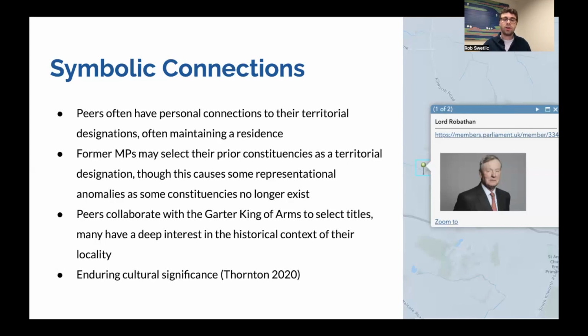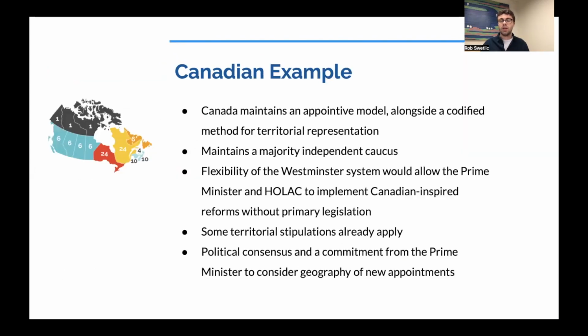There seems to be an enduring cultural significance, and this was outlined by previous scholars, that while peerages no longer maintain a statutory connection to their territorial designation, there remains a cultural significance and a personal significance for many peers when selecting their place. Such is the strength of many peers' connection to their territorial designation that it stands to reason establishing a formal duty for them to represent their localities would enable a form of ad hoc territorial representation in the upper chamber without primary legislation or the upheaval of the established political system.